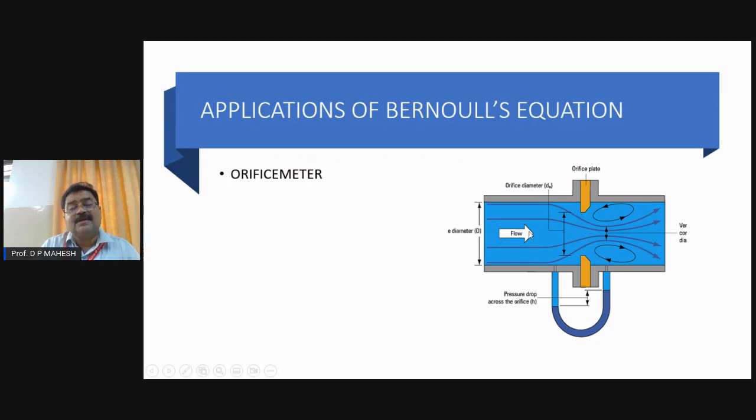The moment the water flows through that opening, it gets converged. Meanwhile, the velocity increases tremendously. So friends, please remember we use Bernoulli's equation for finding the flow rate using several devices like the venturi meter and the orifice meter.